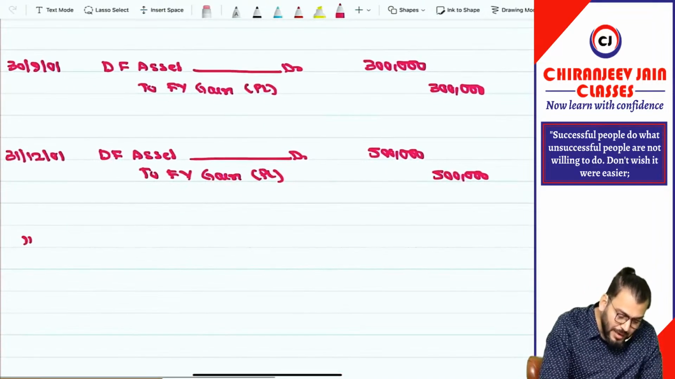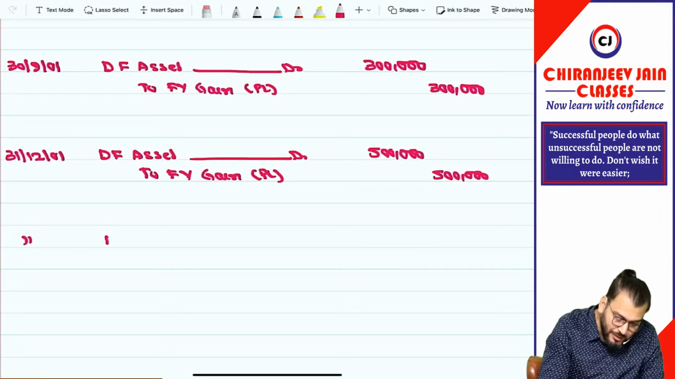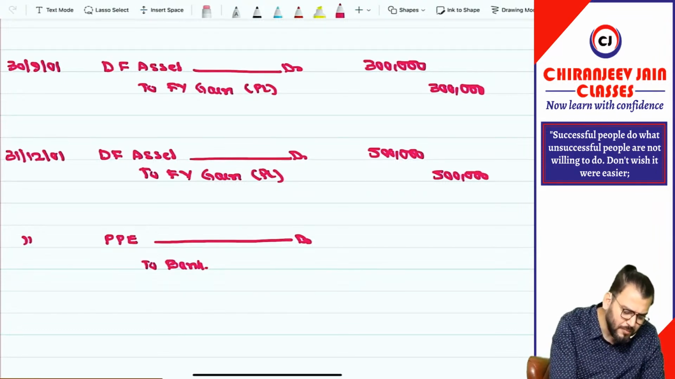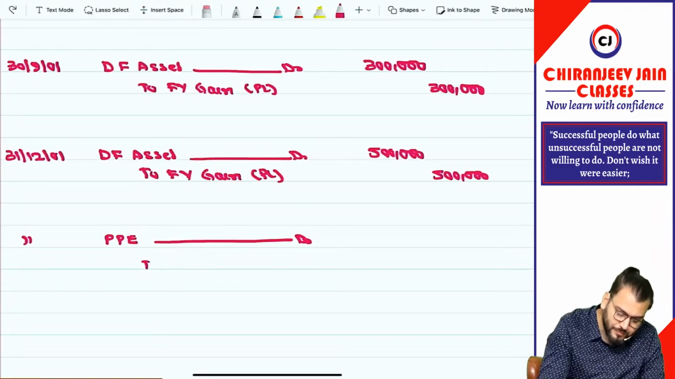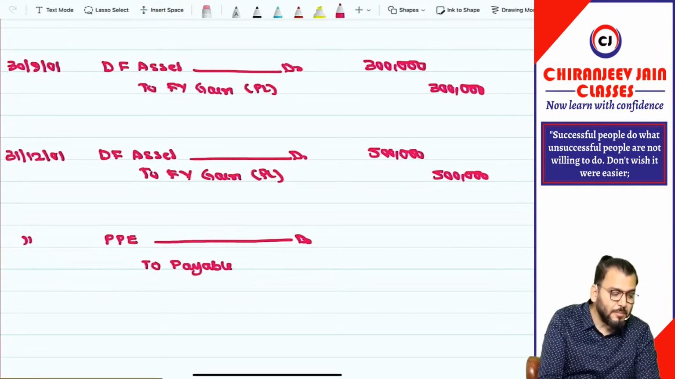Now we'll come to actual purchase of machinery. So now we'll purchase machinery. Journal entry: Property, plant and equipment account debit to bank. Or we'll not say bank, we'll say payable. Initially we call it payable. Are you able to understand?